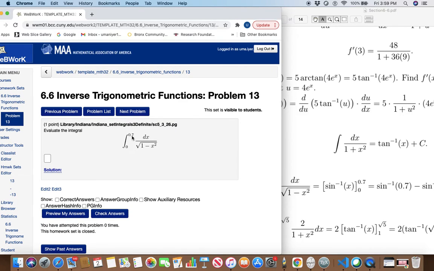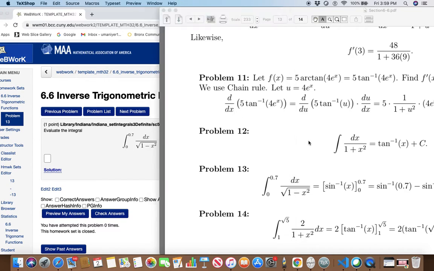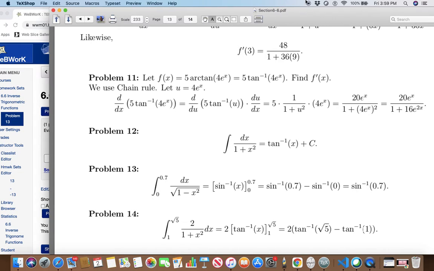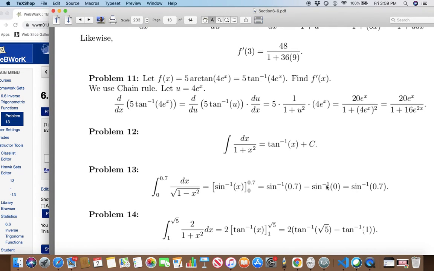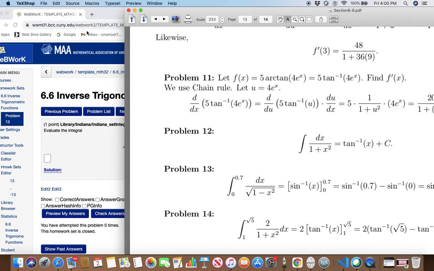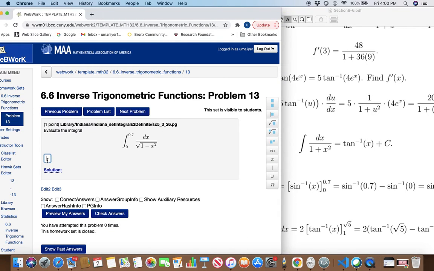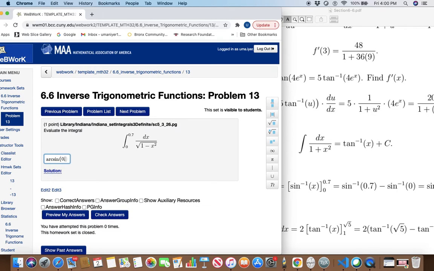Integral from 0 to 0.7 dx by square root 1 minus x squared. This is nothing but arc sine or sine inverse. Now all I need to do is apply the limits, 0.7 first and then 0 second. Now notice sine inverse of 0 is 0, so that doesn't get me anything. All I need is sine inverse of 0.7. Sine inverse is nothing but arc sine of 0.7.